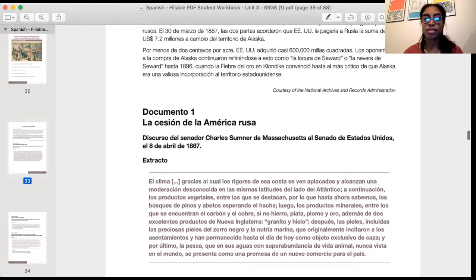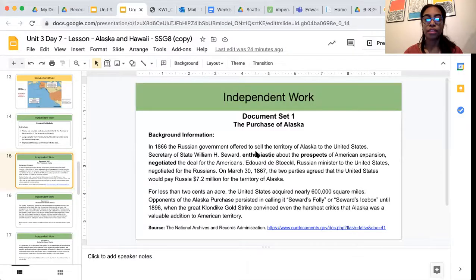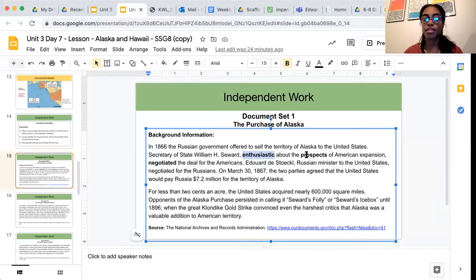Something to pay close attention to are the words that are bolded here. Maybe you might not know what enthusiastic or prospects are, but you can use context clues to form meaning around this. So it says in 1866, the Russian government offered to sell the territory of Alaska to the United States. Okay. Secretary of State William H. Seward, enthusiastic about the prospects of American expansion, negotiated the deal for the Americans.